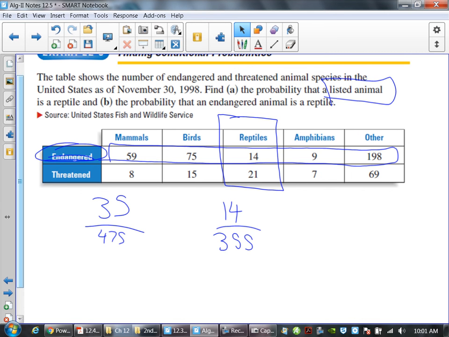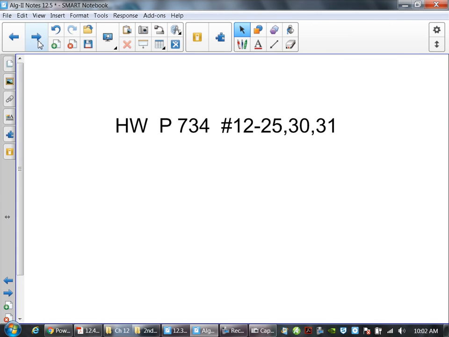No, this is two different parts. This is part A, this is part B. Are we done? Yeah, I kind of think so. Yay. There you go.